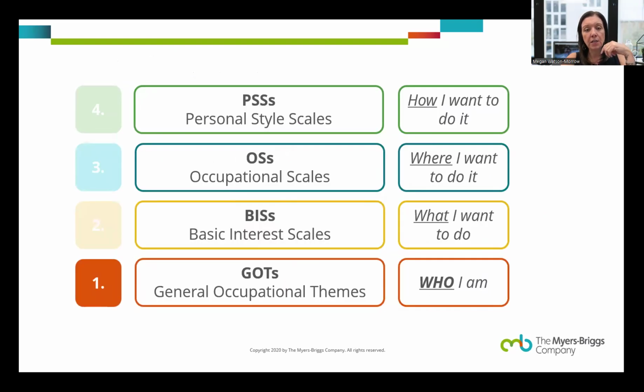All right, so let's look at your general occupation themes. Remember, I said we're going to go over 4 things: the general occupation themes, the basic interest scales, the occupation scales, and your personal style scales. So who am I, what I want to do, where I want to do it, and how I want to do it. Those are the things that we want to be looking at.